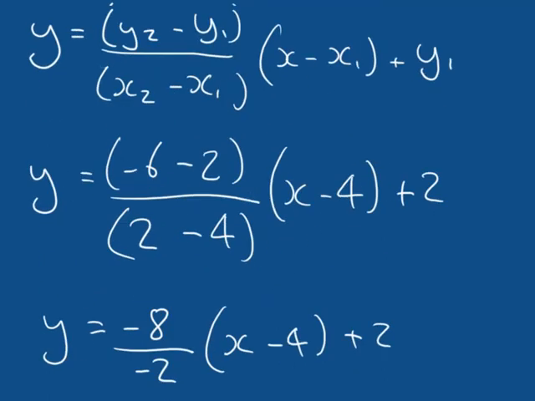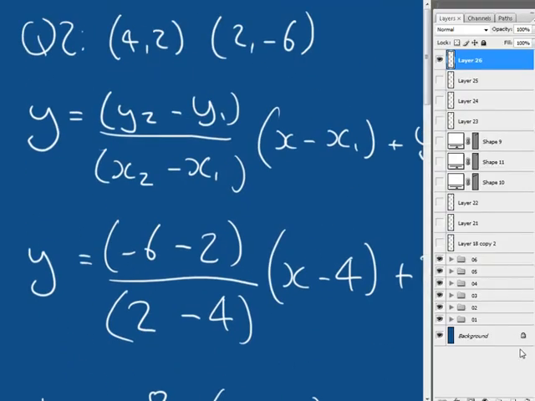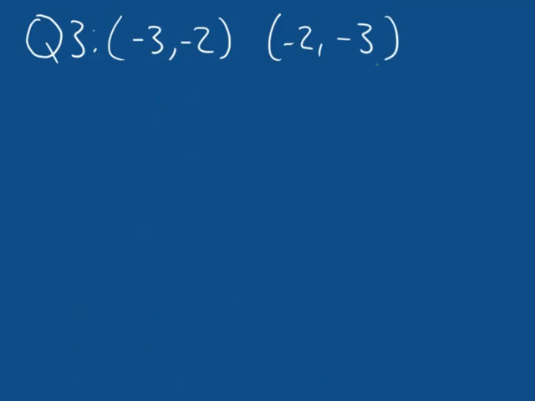So let's bring up a new layer and let's set question 3. And question 3 is going to ask you to find the equation of the line that passes through the points minus 3, minus 2, and minus 2, minus 3. So go ahead and pause the video. When you come back, we're going to work through the solution to this final question.